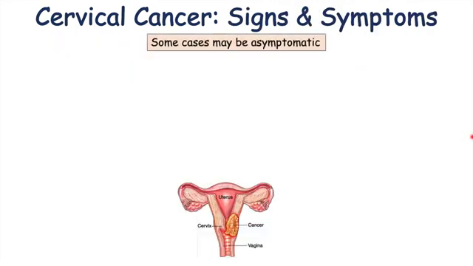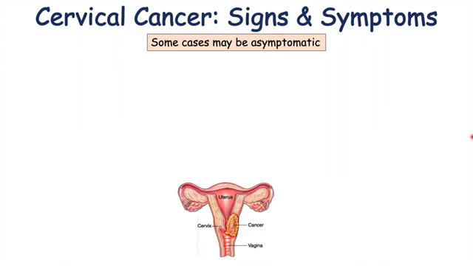Before we actually get into the signs and symptoms, it's important to note that many cases of cervical cancer are going to be detected with screening methods like pap smear and colposcopy. So a lot of times patients may have a very early stage of cervical cancer, but they may have no symptoms at all, which means that they would be asymptomatic. So some cases of cervical cancer can be asymptomatic, meaning that they have no symptoms at all.